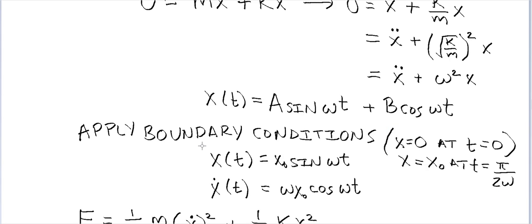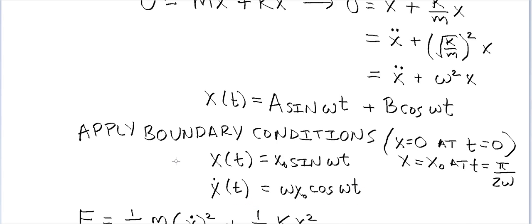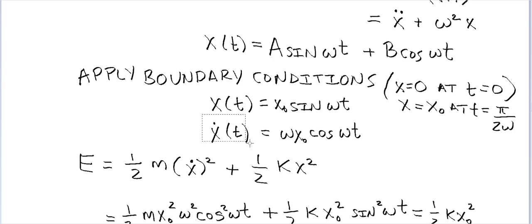In which case we get that x of t is equal to x naught sine omega t, and x dot of t is just equal to omega x naught cosine omega t. In other words, the first derivative with respect to time of this equation is this equation.